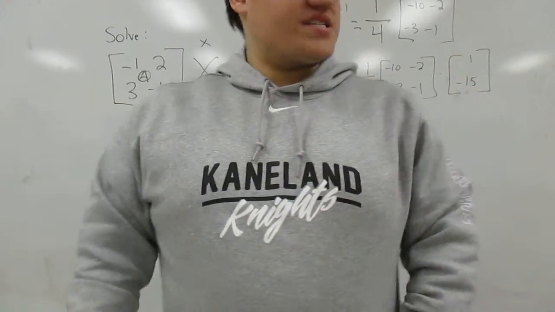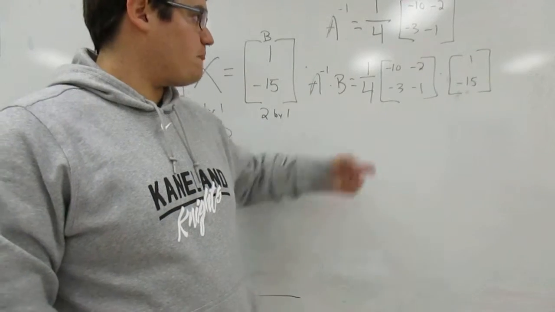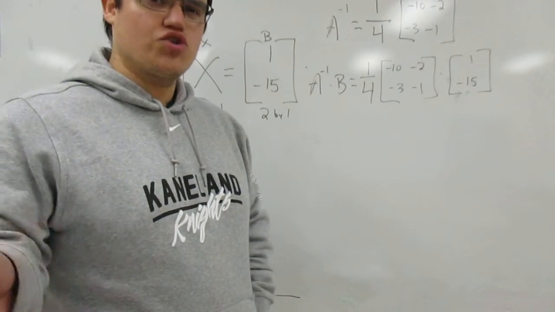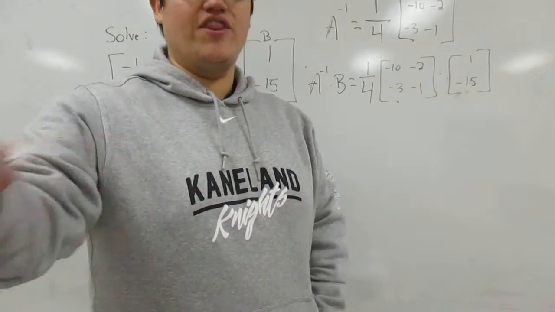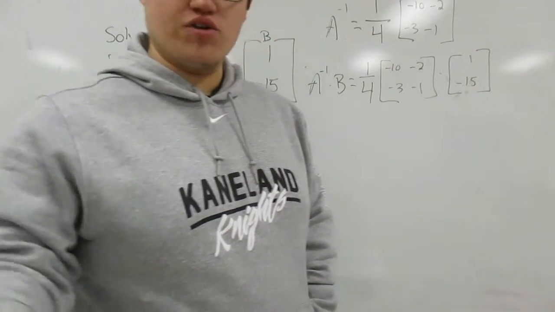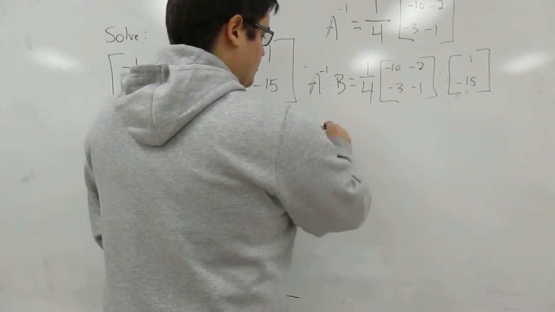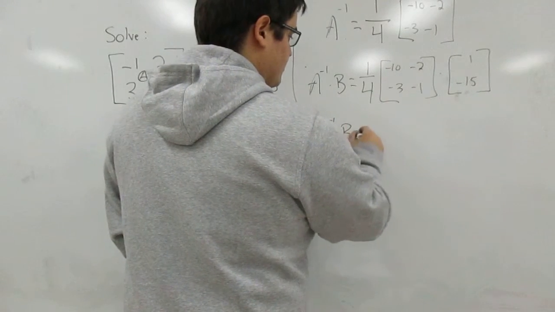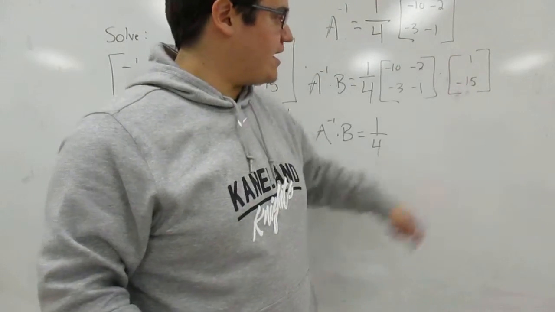Now, some people distribute that 1/4 when it comes to the inverse. I usually wait till the very end. I'm going to multiply these two matrices together and then distribute the 1/4. No big deal. It's just a scalar multiplication, not violating any laws. So A inverse times B, 1/4. Now I'm going to do my rows by my columns.